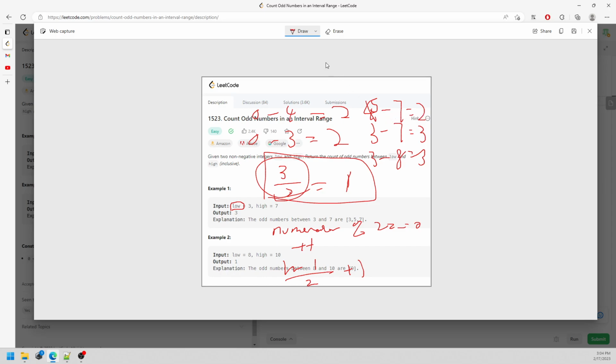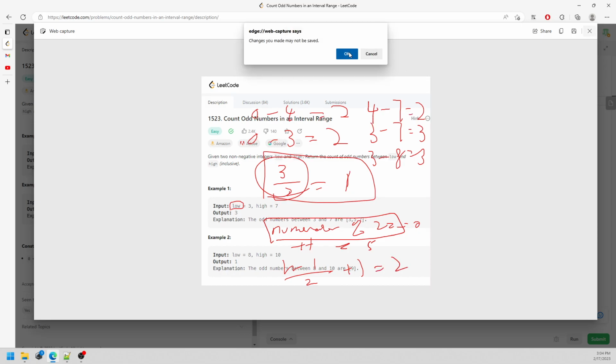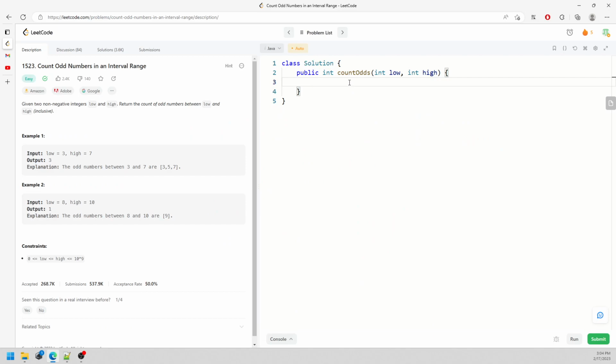This is 2. So just look at this. High minus low is 4, right? So we are forcing the low value to increment by 1, so this will be 5. So 7 minus 5 is actually 2. 2 divided by 2 is 1. 1 plus 1 equals 2. So this is actually a math problem. I don't have to explain too much because you need to get the logic.